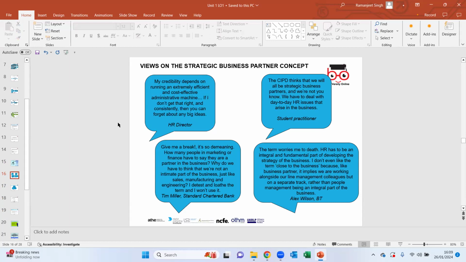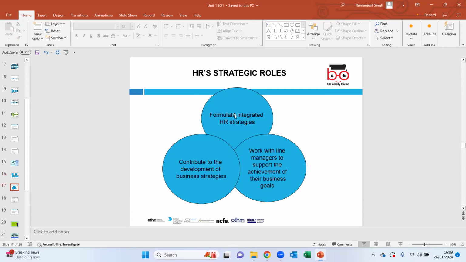Just a few ideas. Now, there are different HR strategic roles that we already spoke about. We spoke about how it's important to integrate the HR strategies, how it contributes towards developing the existing business goals and strategies, and then it works with the managers to basically achieve those goals. So this is clear, yeah, perfect.